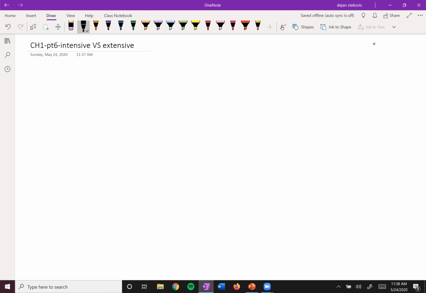All right, so what we want to measure are the properties of our stuff, right? How hot is something? How much does something weigh? How much room does it take up? How dense it is, that kind of thing. So there's two main types of properties.